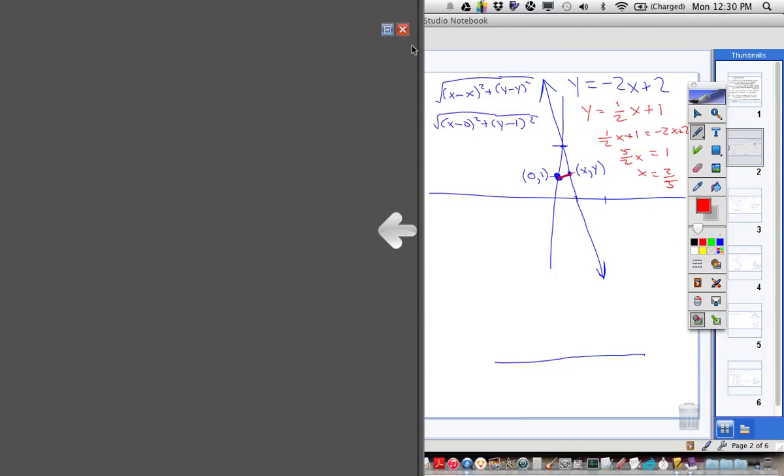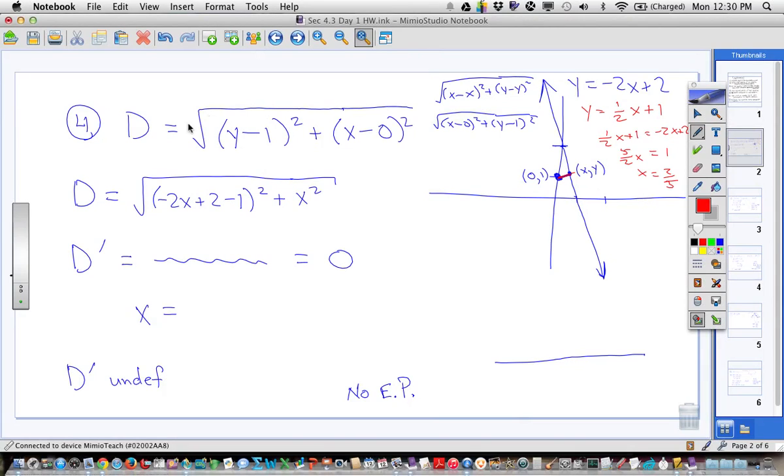All right, so back to what I had here. So here's my distance equation. Step 1 is to identify the thing you're trying to maximize or minimize. Step 2 is write an equation for that. Well, distance is the distance formula here. So we would have this. Now, what do we know that y is, by the way? What's y in this problem? It's right here. y is -2x plus 2.